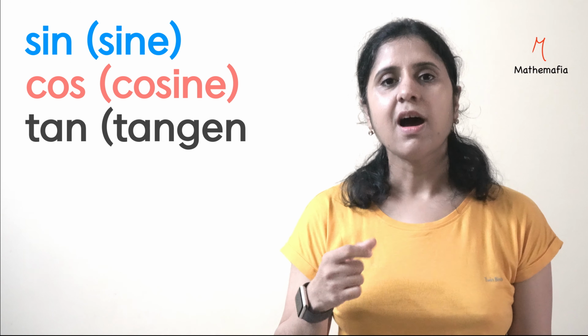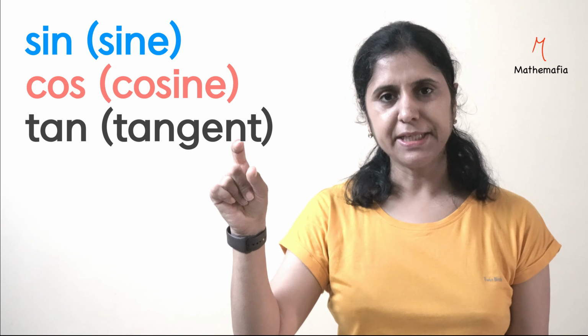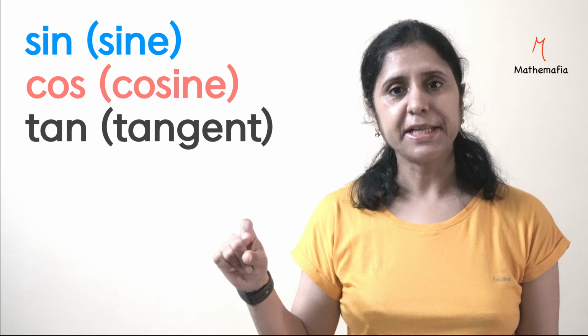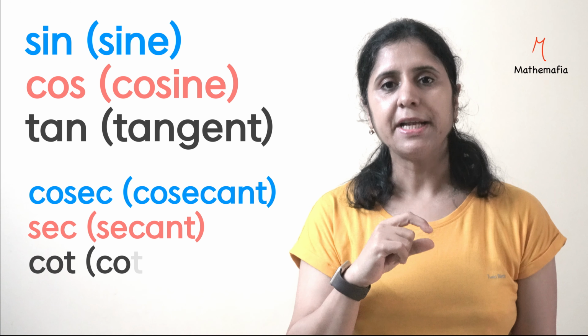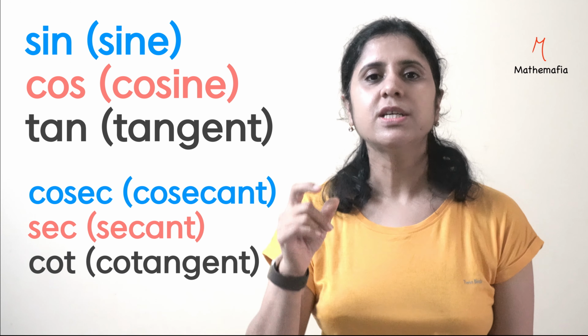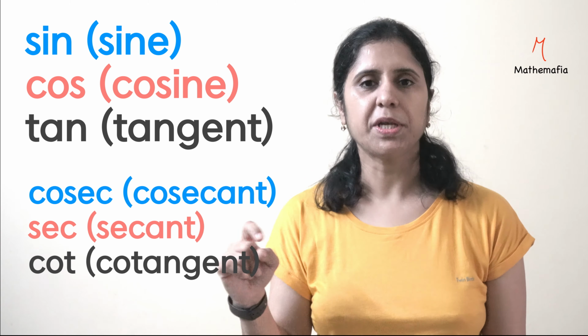And lastly, sin, cos, tan are the short forms for sine, cosine and tangent. Similarly, cosec, sec and cot are the short forms for cosecant, secant and cotangent.